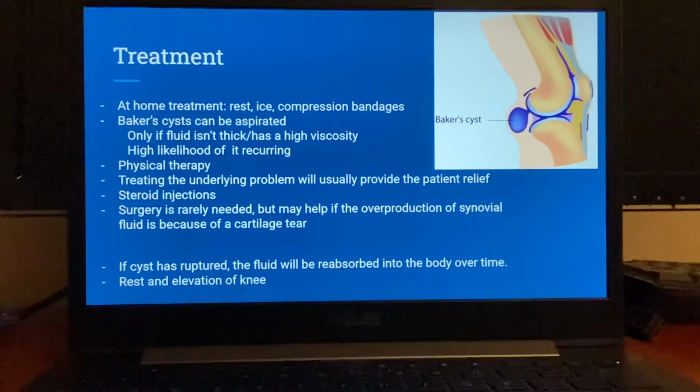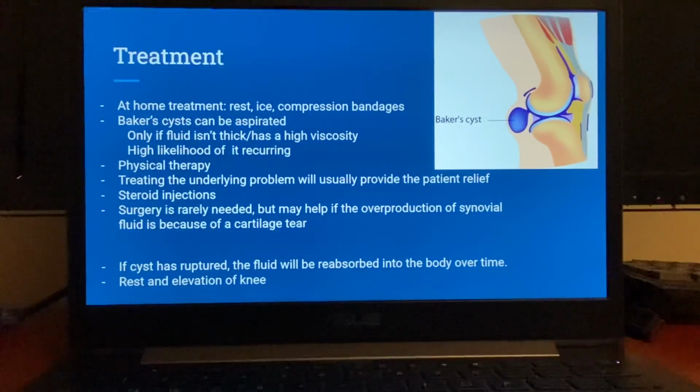So treatment, there's kind of a wide variety of treatments. There's the simple at-home treatments, which is rest, ice, and use compression bandages. Baker cysts can be aspirated. It depends on how thick the fluid is. If it has a high viscosity, they don't like to do an aspiration just because the fluid is so thick. Also, when it is aspirated, there is a high likelihood of it reoccurring and happening once again with that fluid buildup.